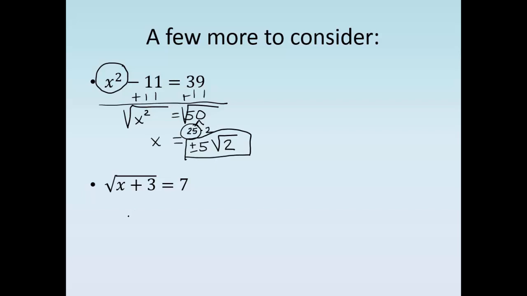And finally, the last problem. This has a square root. You cannot subtract 3 from both sides because 3 is inside the radical. So that's grouped together. Let's go ahead and square that whole side and square this. That becomes x plus 3 is 49. And simply solve for x.